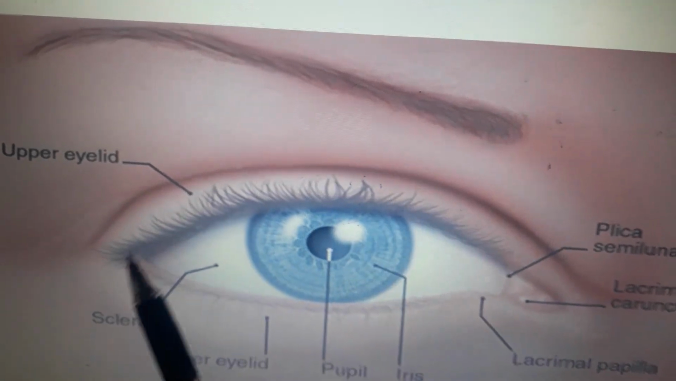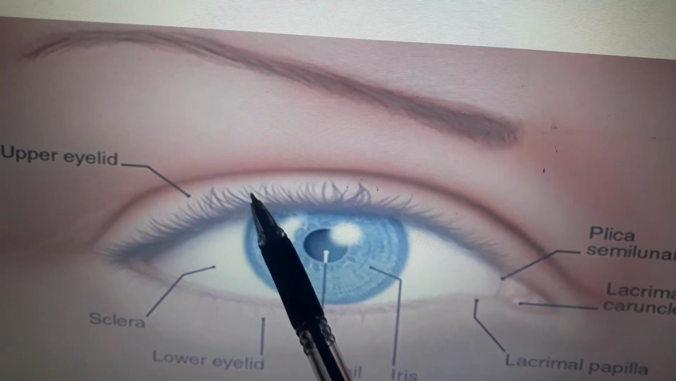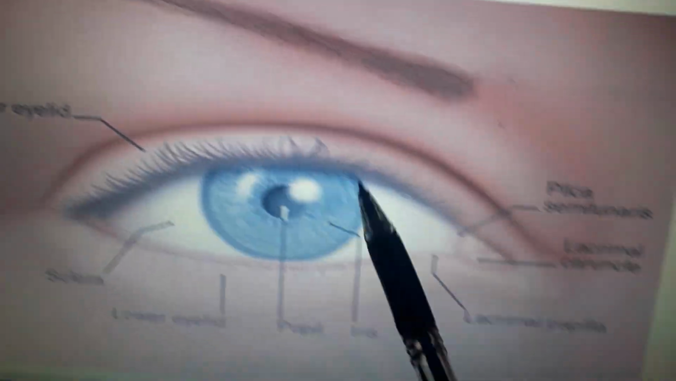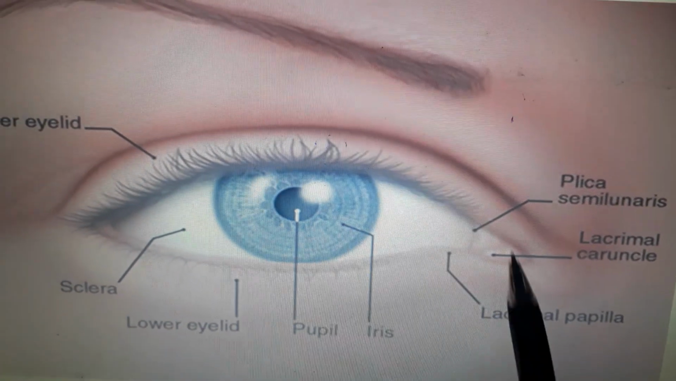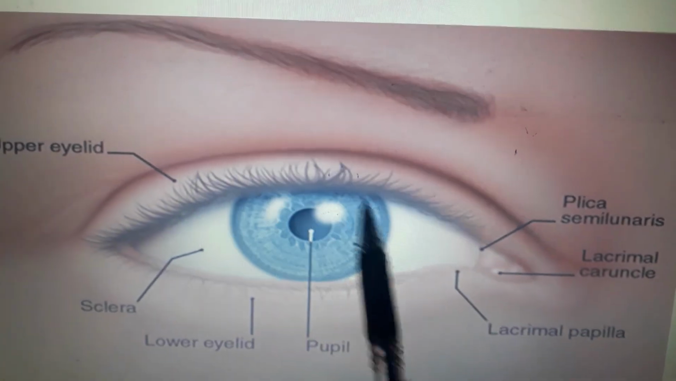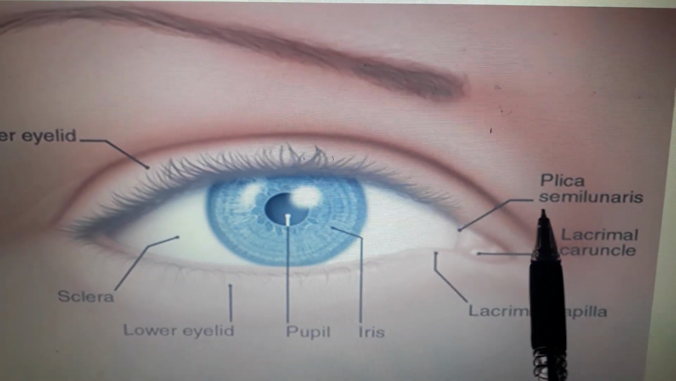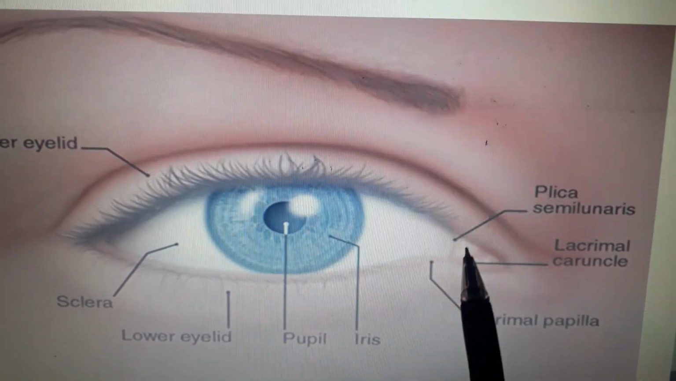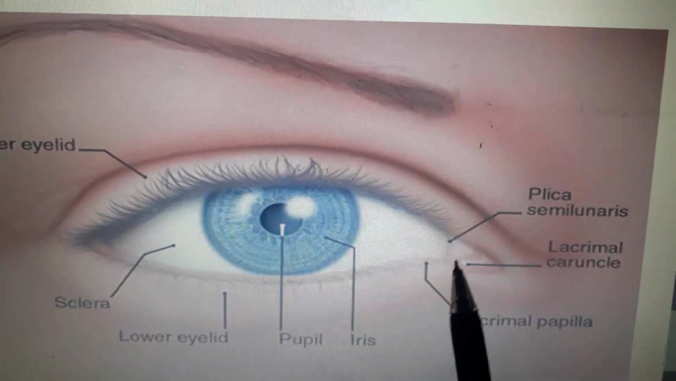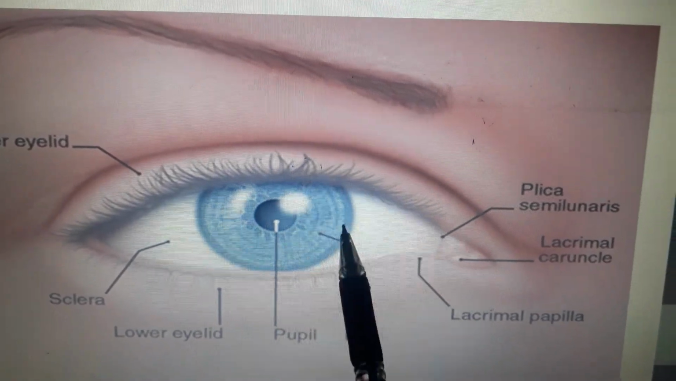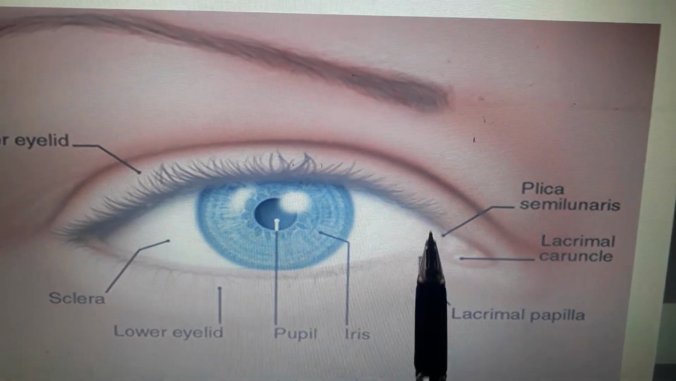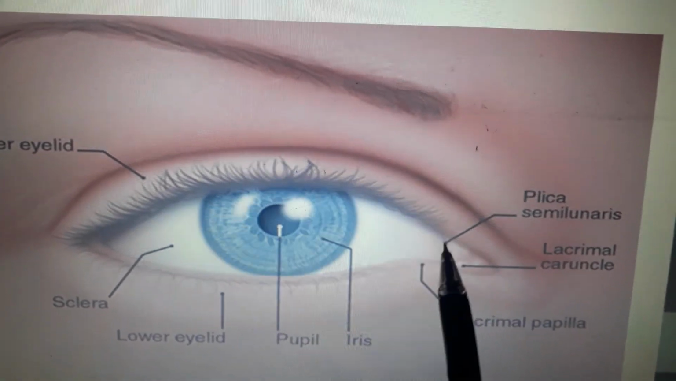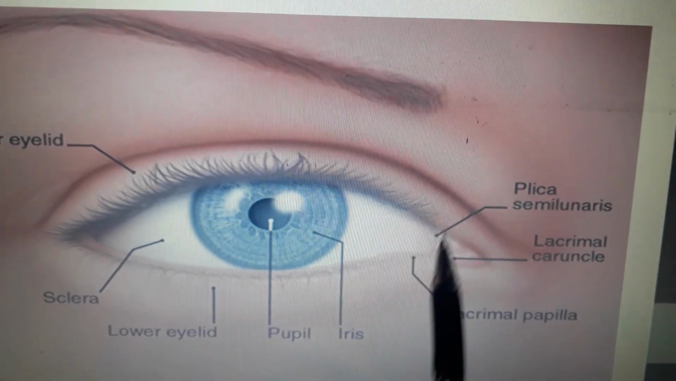Anatomy, gross anatomy of the eyelid. It consists of the upper eyelid, lower eyelid, outer canthus, and medial canthus or inner canthus. This is the cornea, sclera, and plica semilunaris, a highly vascular, crescent-shaped, moon-shaped fold of conjunctiva. The sclera is covered with conjunctiva, and the plica semilunaris is a highly vascular crescent fold of conjunctiva.